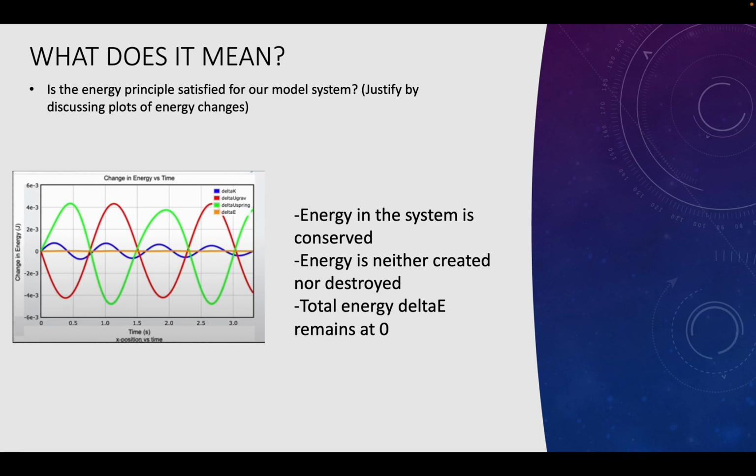Now, lastly, we discuss some questions. The first one is whether the energy principle is satisfied for the model system. We can say that the energy in the system is conserved, therefore the energy is neither created nor destroyed. This is because the total energy change, delta E, as we've seen in the graph, remains at 0.